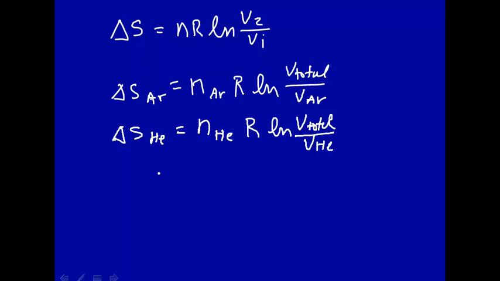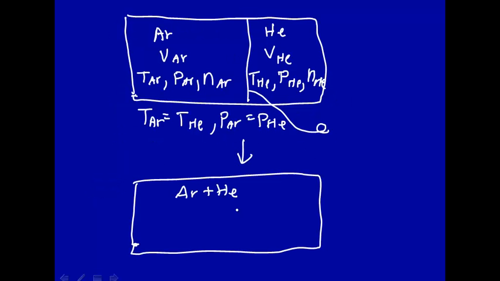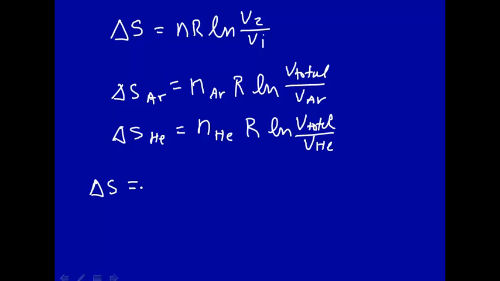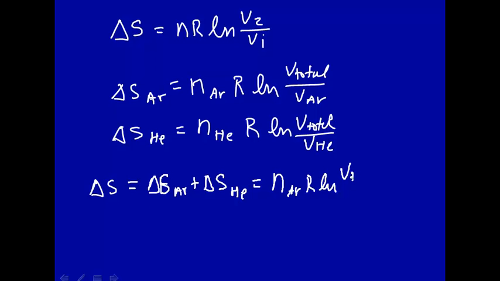Okay, so entropy is a state function, so the entropy change going from here to here is the entropy change of the argon plus the entropy change of the helium. So the entropy change is the entropy change of argon plus the entropy change of helium, and that equals the number of moles of argon times R times the natural log of the total volume divided by the volume of argon, plus the number of moles of helium times R times the natural log of the total volume over the volume of helium. Let's pull R out.